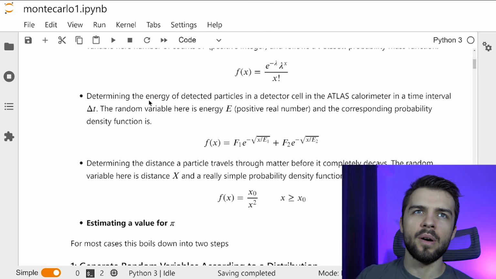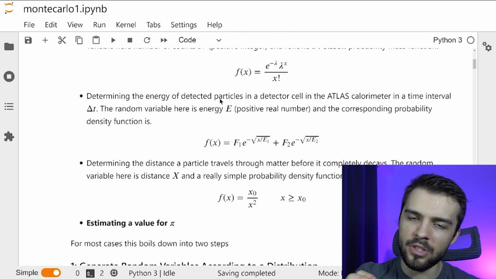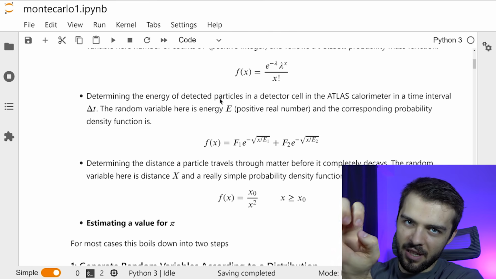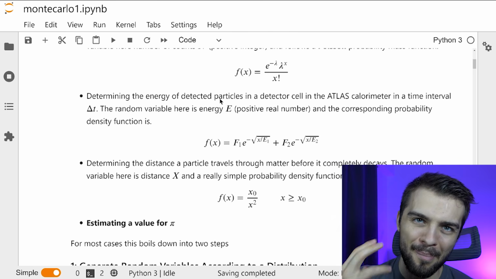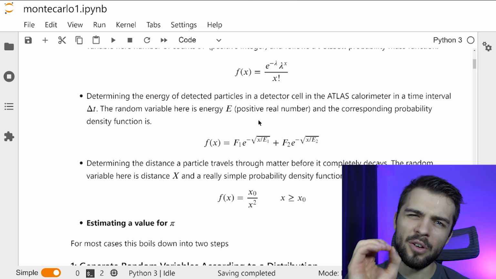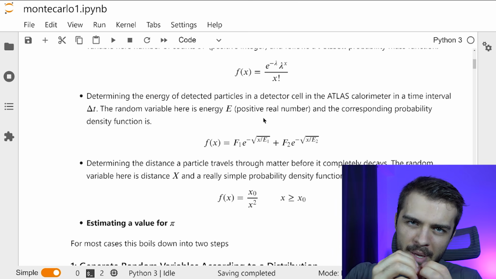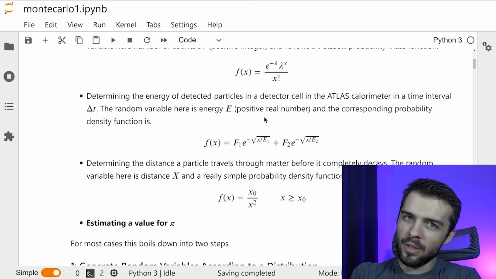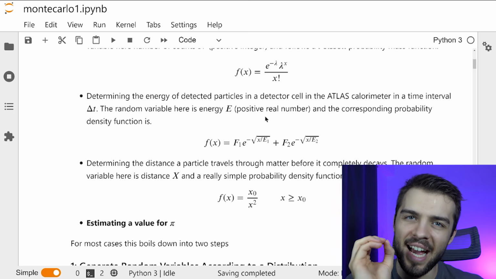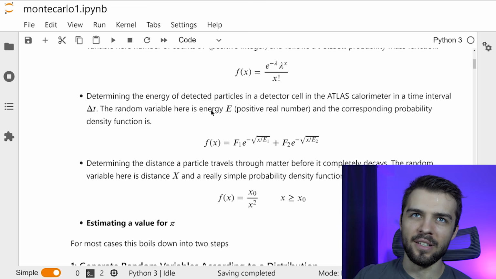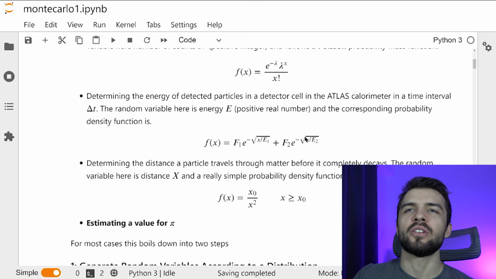Another experiment, maybe you want to determine the energy of detected particles in a particular detection cell in Atlas, which is a huge thing about what my master's thesis was about. And so here the random variable, the thing that's random, isn't the number of counts anymore, like the Poisson distribution, but it's the actual energy that's deposited in the cell. So the energy E is the random variable now, and the corresponding probability density function looks like this.